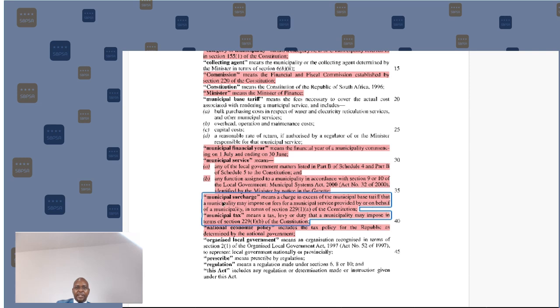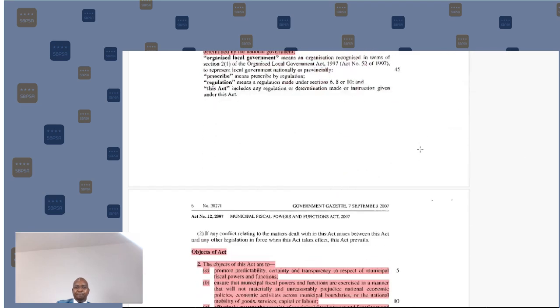Then what is a municipal surcharge? We already dealt with this when we were dealing with Circulars 1 and 2. What is the national economic policy? It includes the tax policy for the Republic of South Africa as determined by the national government. Why is this important? Remember, we already mentioned that whatever the municipalities and the provincial entities introduce as taxes must not interfere with the national policy.